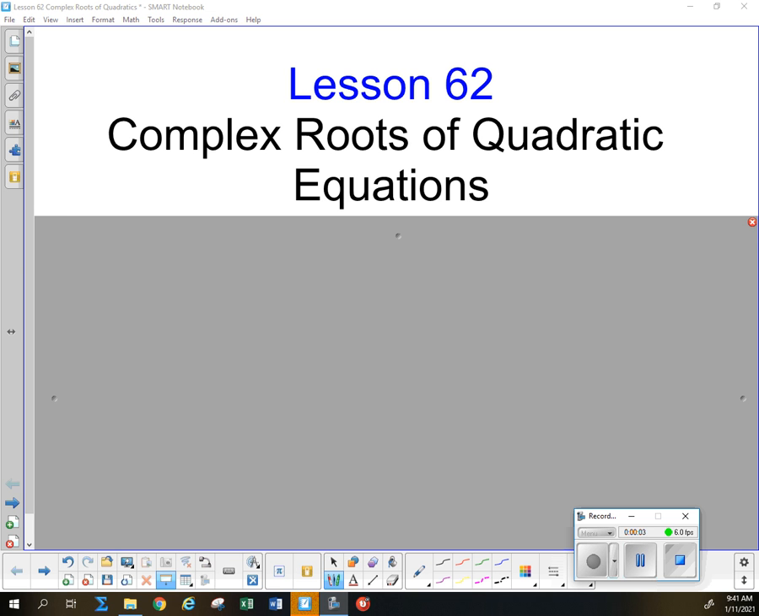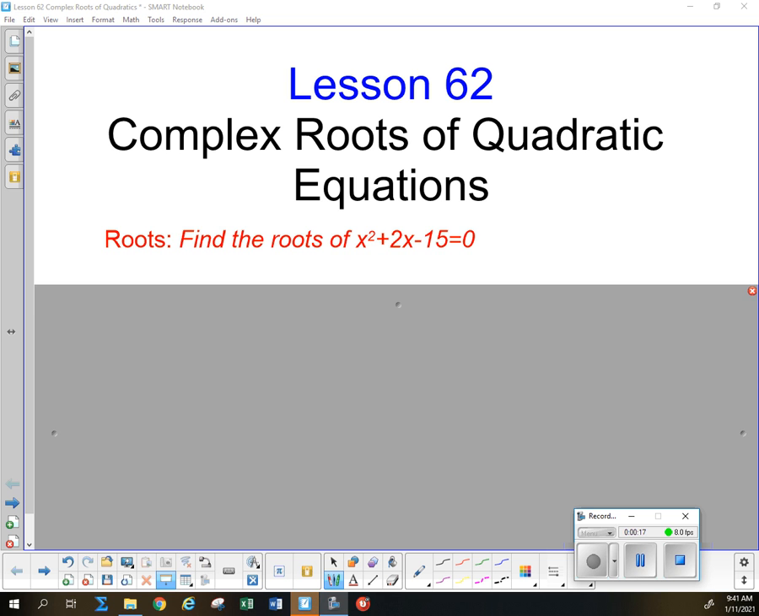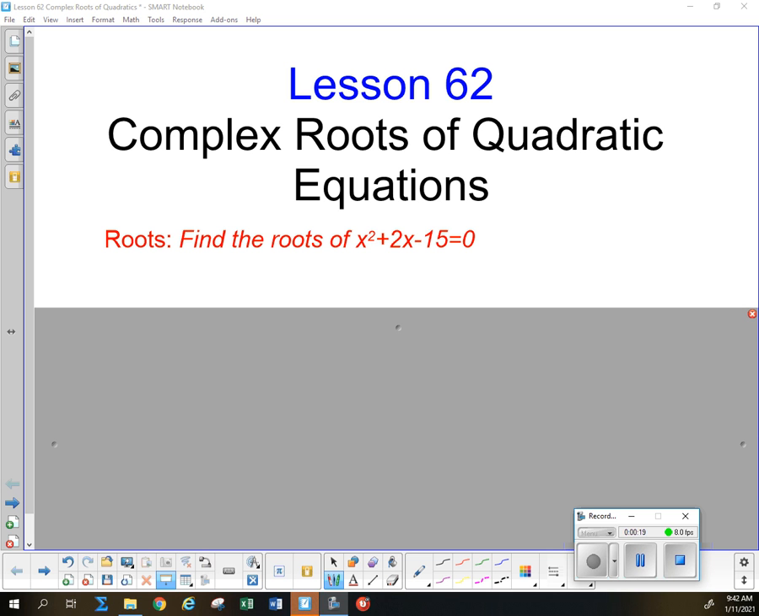Today we are working on lesson 62, complex roots of quadratic equations. Now that title has a lot of vocabulary in it, so let's make sure we understand what this means we will be doing. Whenever we are asked to find the roots of something, roots of an equation, so equals something, not just x squared plus 2x minus 15, that means find the solutions.